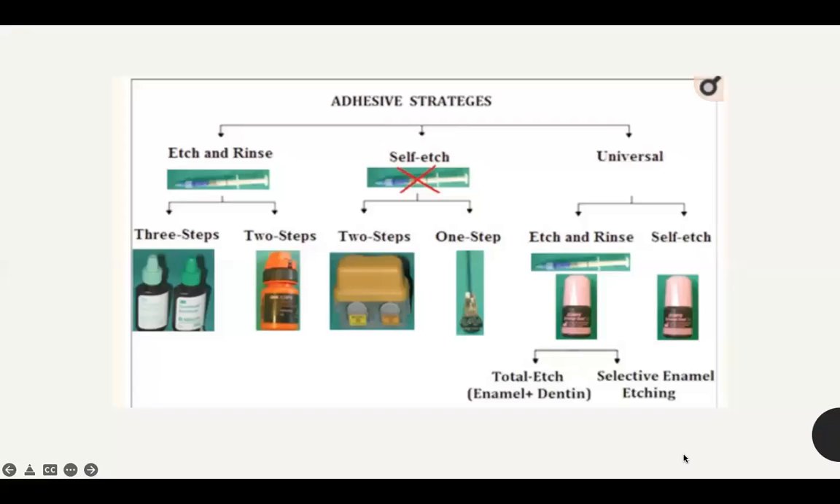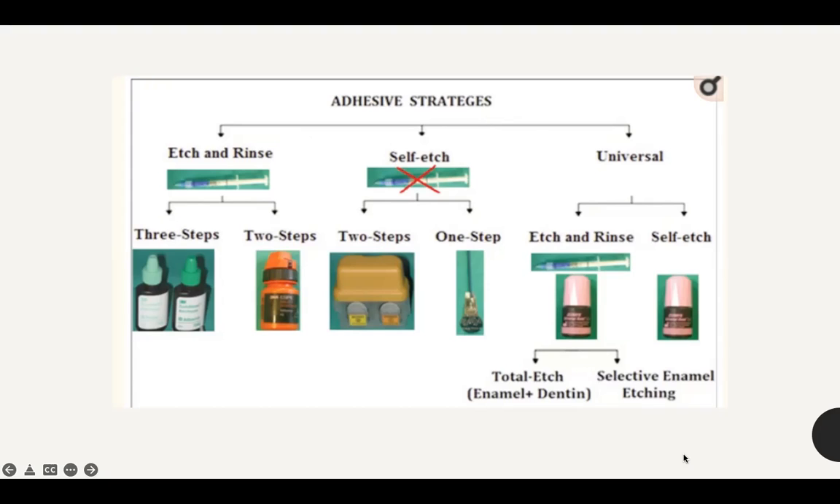Modern classification depends upon the adhesive strategies. It can be either etch and rinse, where we have a separate etching step: we first apply the acid and then rinse off. In this, we have 3-step and 2-step. 3-step is the 4th generation, 2-step is the 6th, sorry, 5th generation. And in self-etch, there is no separate etchant. We have the 6th generation, a 2-step with etchant and primer in one step.